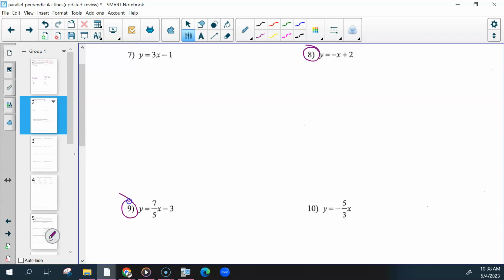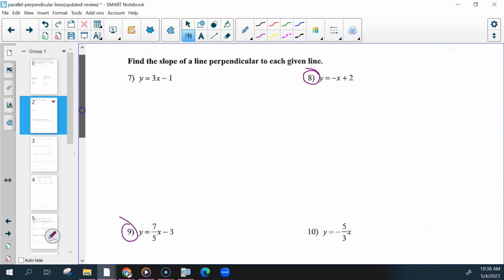So now we are writing the slope that is perpendicular. So take the number, flip it. If it was negative, make it positive. If it was positive, make it negative. So what would a slope that's perpendicular to this one be? Aaron? Positive 1. Because it was negative 1, we took it, we flipped it, and made it positive.